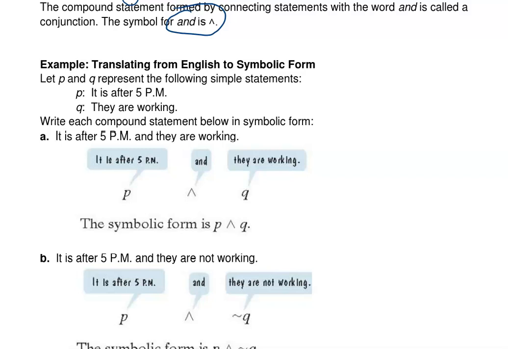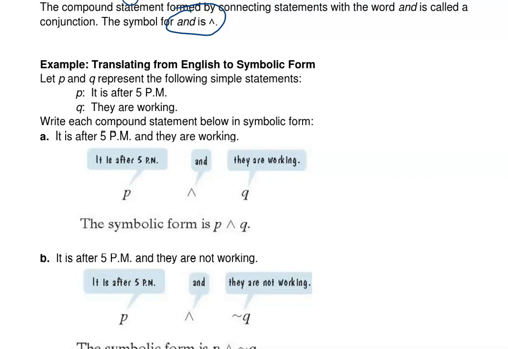Okay. Let P and Q represent the following simple statements. P is the statement that it is after 5 p.m. Q is the statement they are working. It's kind of a weird collection of statements there. Write each compound statement below in symbolic form. The notes are kind of doing this for us here.